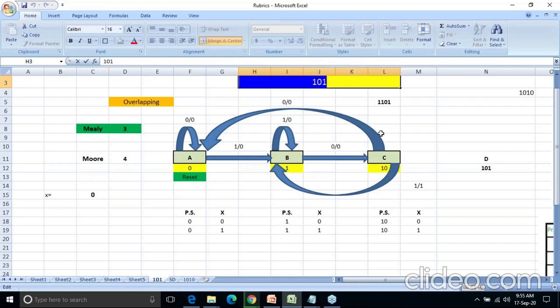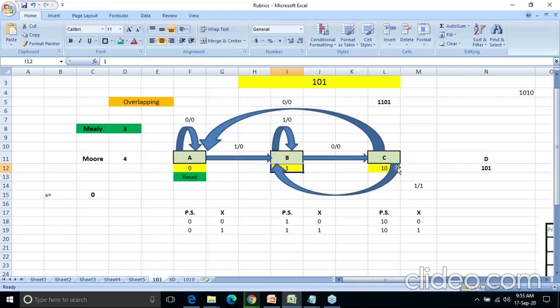And here I am considering the overlapping case. So this last one should be acting as my first one. So where is the first one detected? Here, right? 1 is detected, so it will go to this state. When 1 is there, here it has been written 1 by 1.